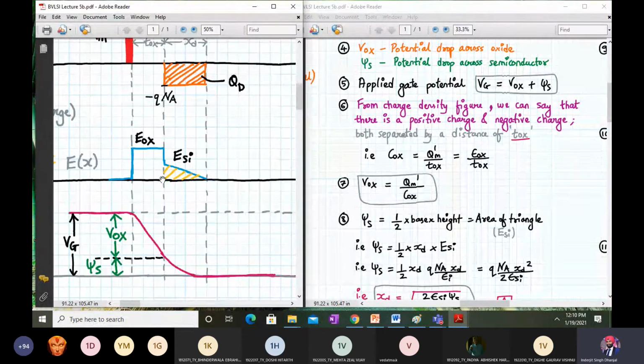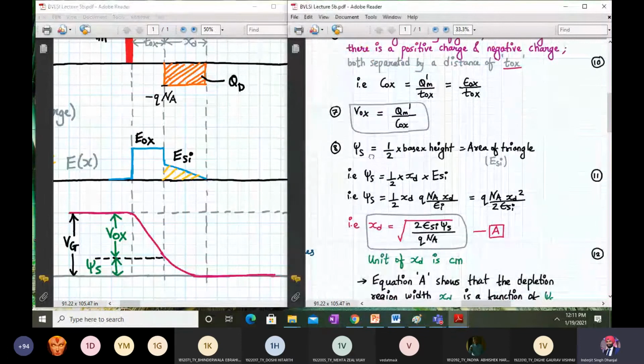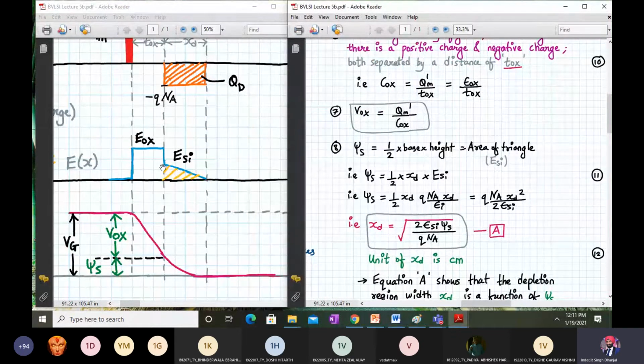Now, psi s is nothing but the area of this triangle, correct? Because the potential will be the area under this curve. So we have to determine the area, half into base into height. So what will be psi s? Potential will be equal to half into the base, which is xd, and the height is E of Si, the electric field in this semiconductor. And electric field Si is given by Q into Na into xd divided by epsilon Si.